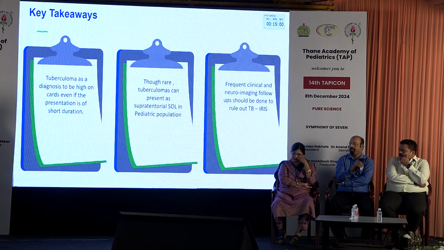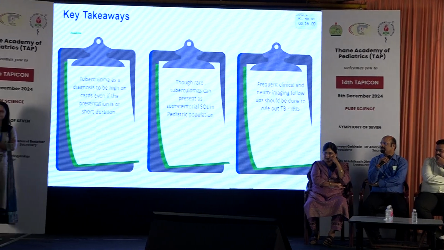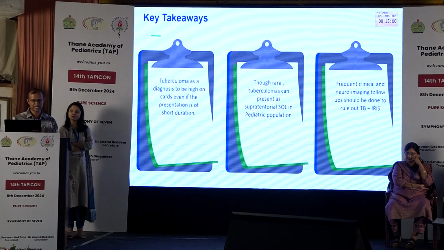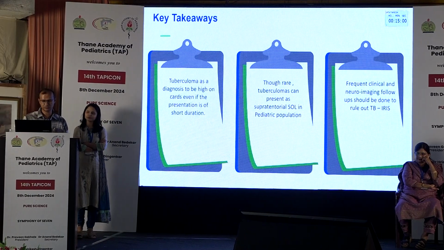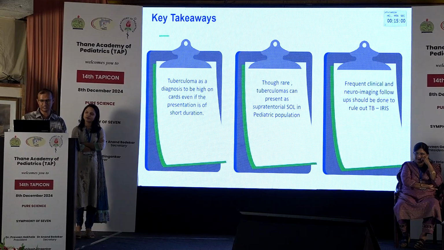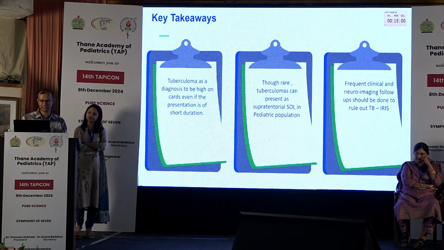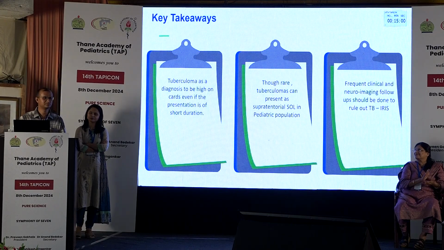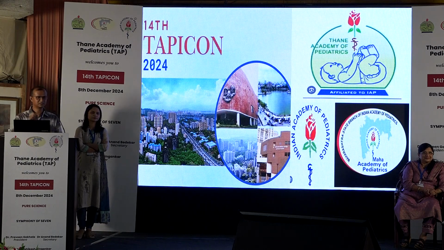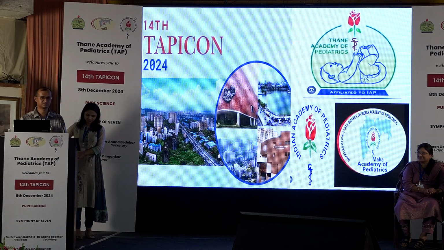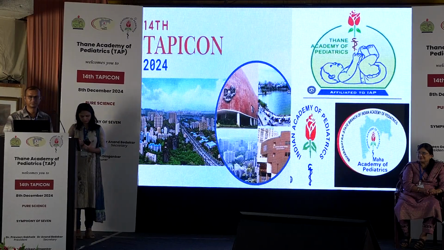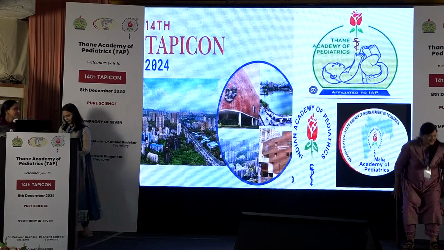Okay. So the takeaway is that tuberculoma as a diagnosis should be high on the cards, even if the presentation is of short duration. Though rare, tuberculomas can present as supratentorial space-occupying lesions in the pediatric population, as in our case also, it was supratentorial, and frequent clinical and neuroimaging follow-ups should be done to rule out TB IRIS. Thank you.